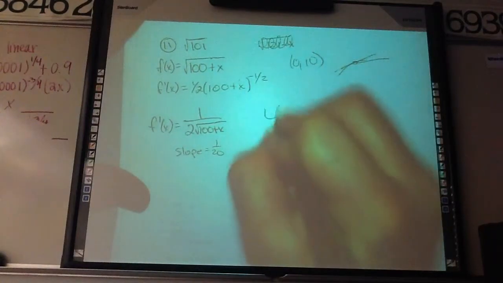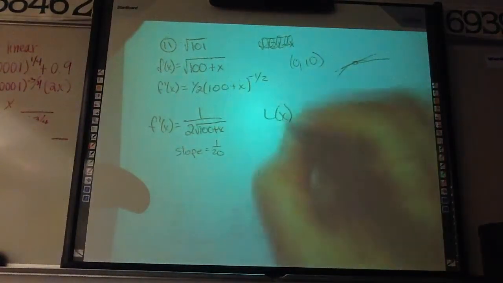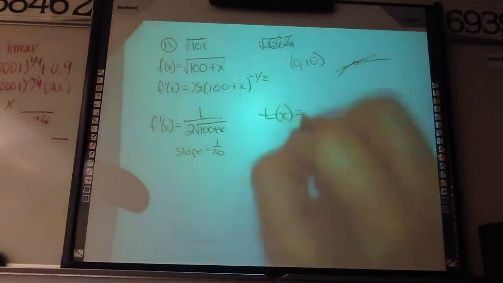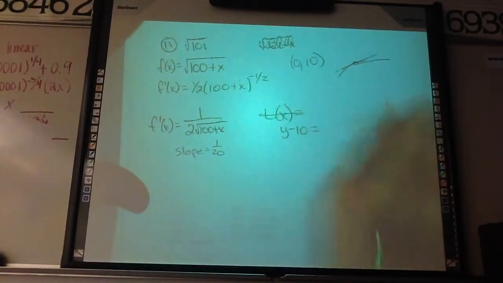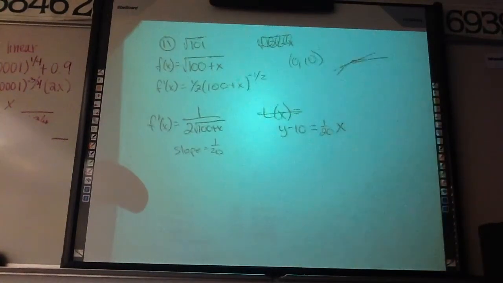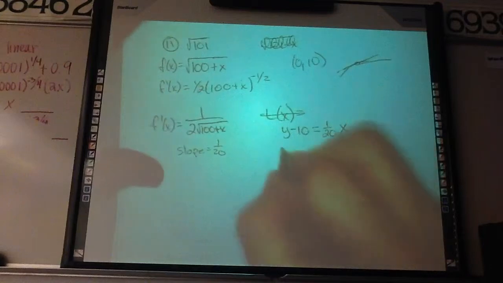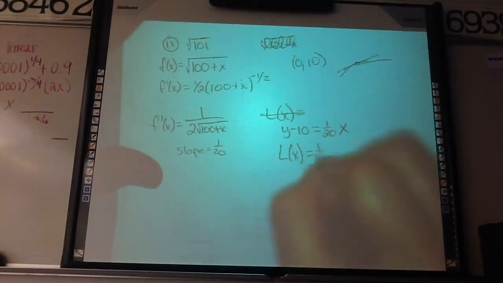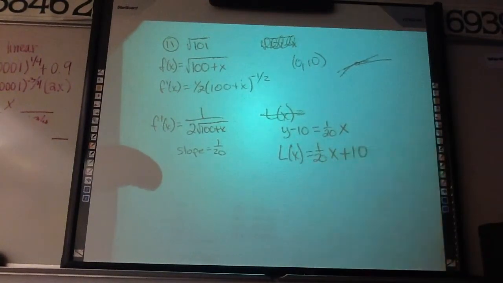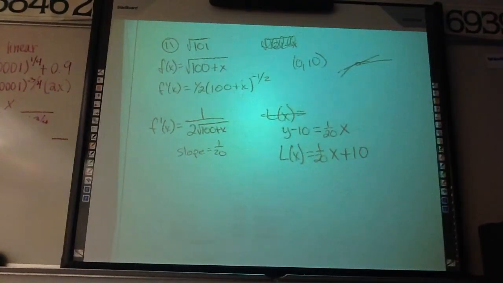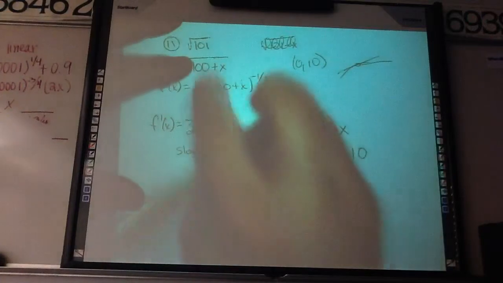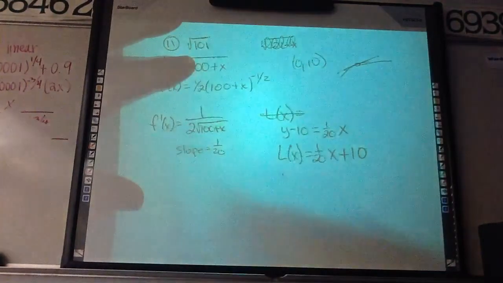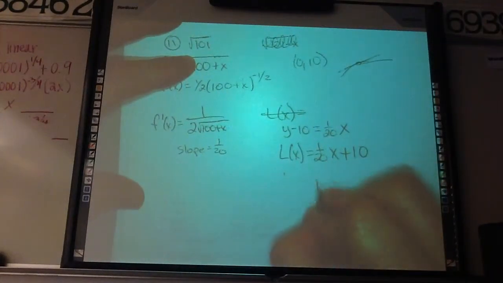So my tangent line, L of x, is y minus 10 equals 1/20th times x minus 0, or just add 10. So L of x equals 1/20th x plus 10. So if you plug in 1 for x to get the square root of 101, you get 10 and 1/20th.